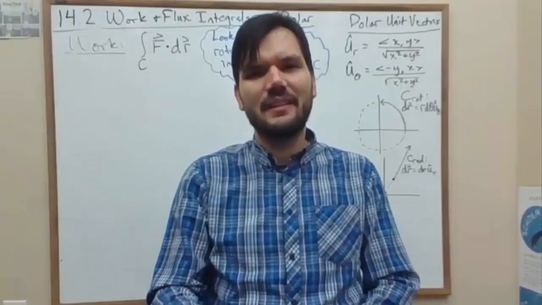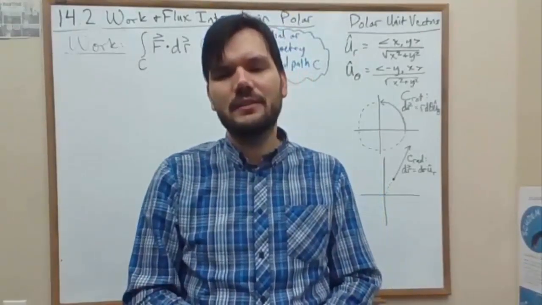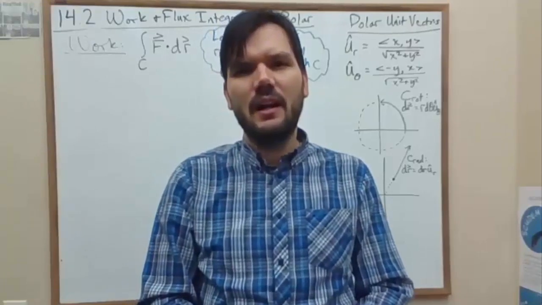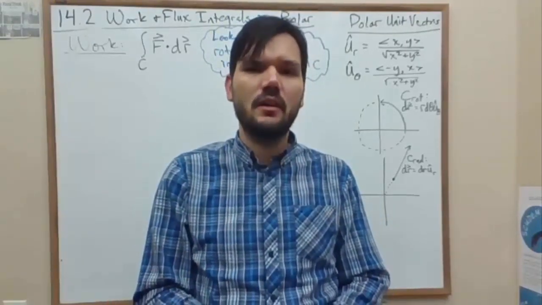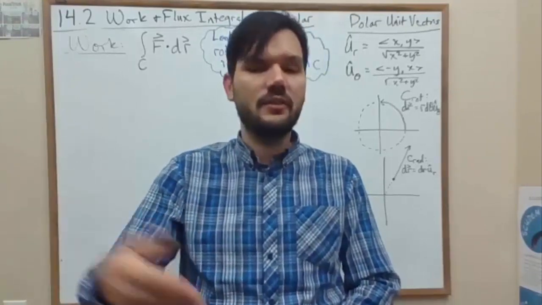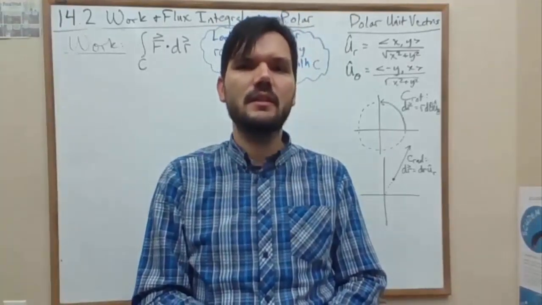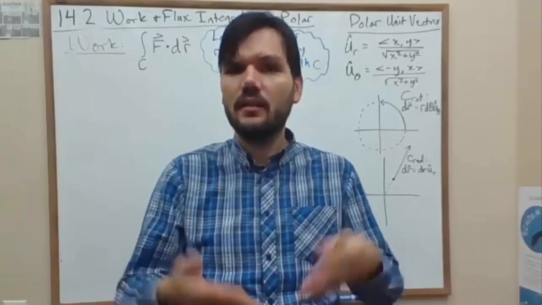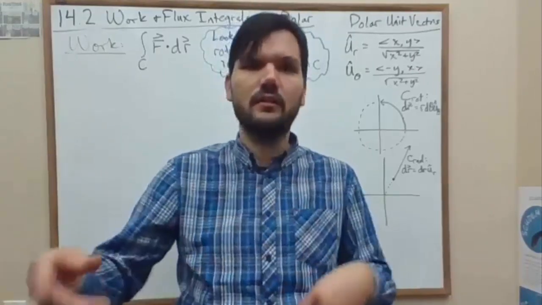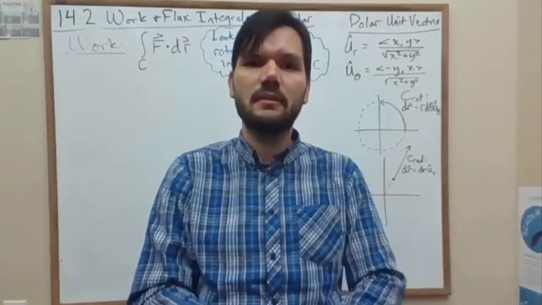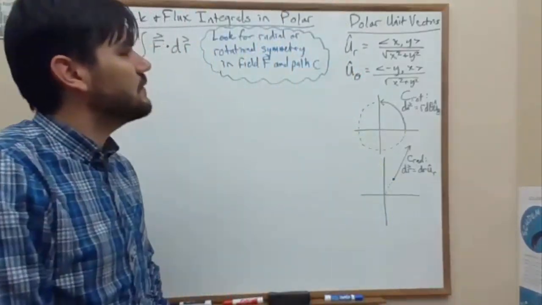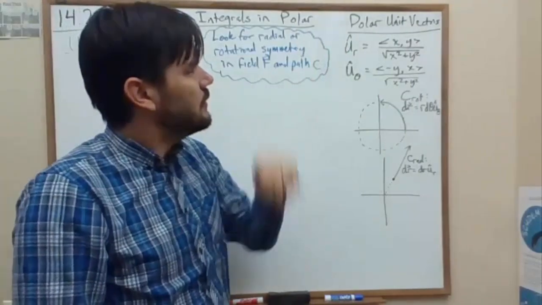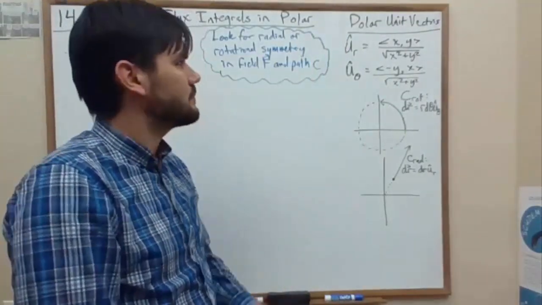So, before we move on to further sections in this chapter, I wanted to review what we've covered so far in terms of polar and other symmetries. Find ways to use paths that are common, radial and rotational paths, to simplify our calculations. To do so, we need to first review polar unit vectors.